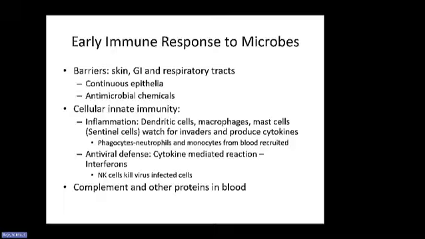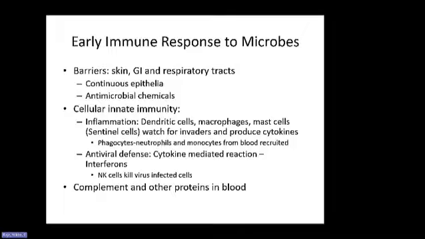Also, if there is a viral infection, some of the cells of the innate immunity help in providing that antiviral defense. Dendritic cells are known to produce a cytokine called interferons. And these interferons produce what we call a cytokine-mediated reaction in the form of the antiviral defense. Natural killer cells use some of these cytokines to be activated, and they kill the virus-infected cells. So that's the cellular part of the innate immunity that we see in the form of inflammation and antiviral defense.